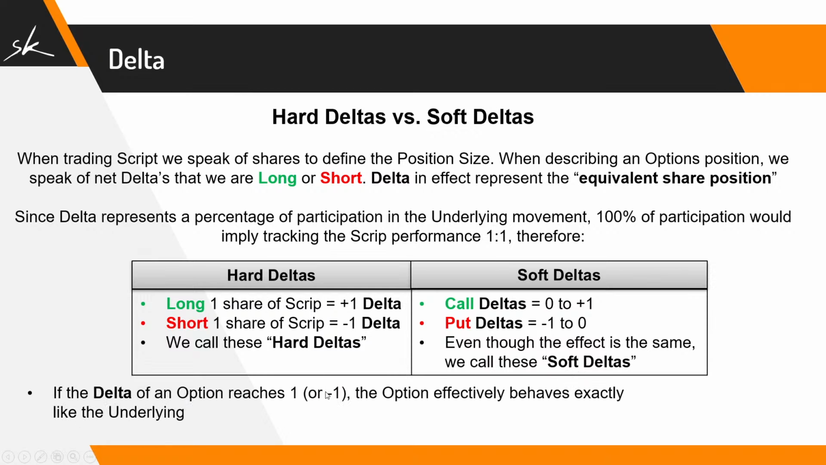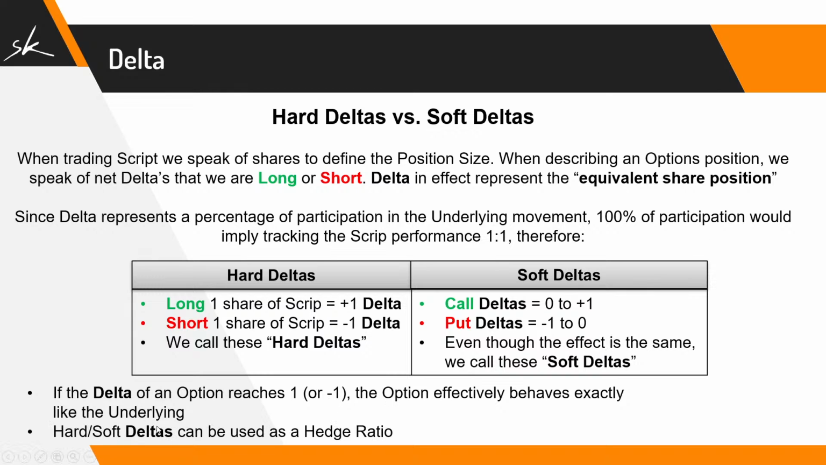So if the delta of an option reaches 1 or -1, then the option effectively behaves exactly as the underlying. Why? Because now, if the stock has gone 10 rupees in my favor, my option price has also increased by 10 rupees. That is what a +1 or a -1 participation would mean, because now I have exactly the same profit or loss, which basically means the same effect as holding that underlying, right? So again, if the delta of an option reaches 1, the option is now effectively behaving exactly like the underlying, because we are getting the exact participation.